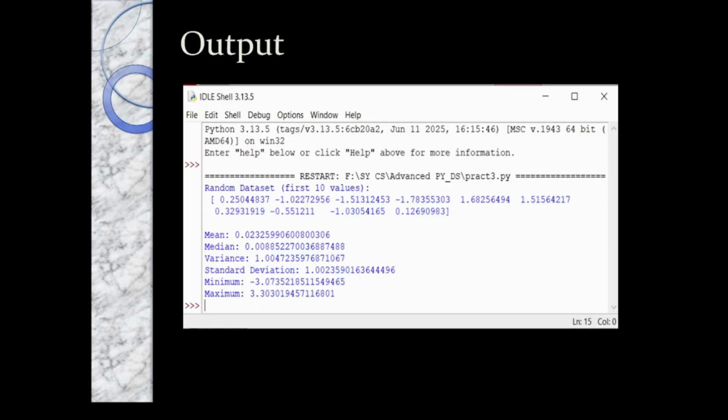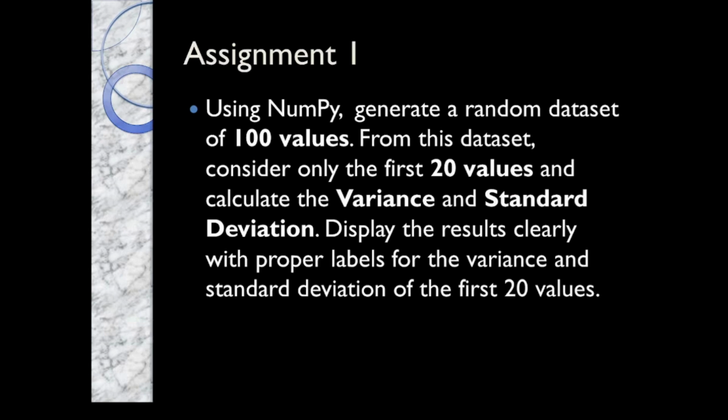Next, this is your output: the calculated mean, median, variance, standard deviation, minimum and maximum. And of the random data set of 1000 values, I have only taken the first 10 values that have been displayed. Based on that, it has been calculated.